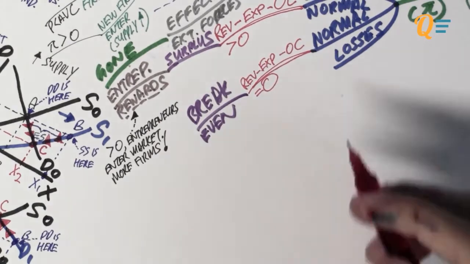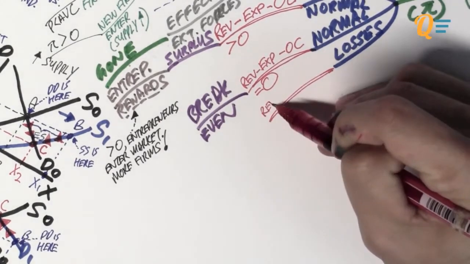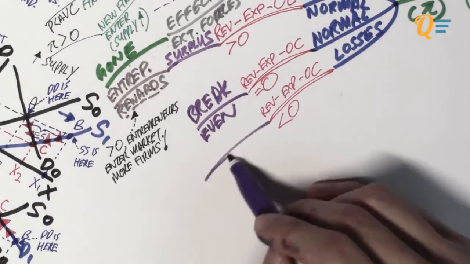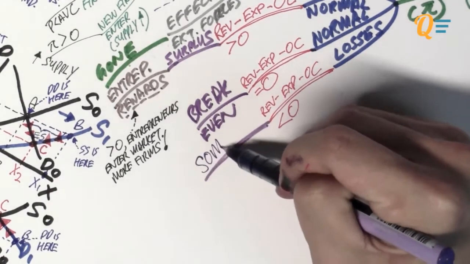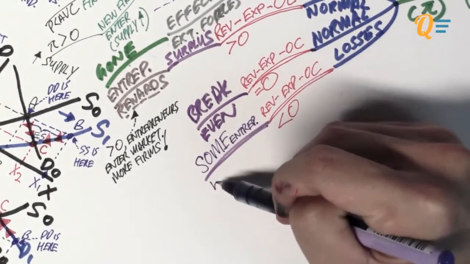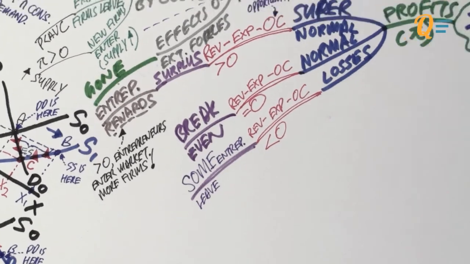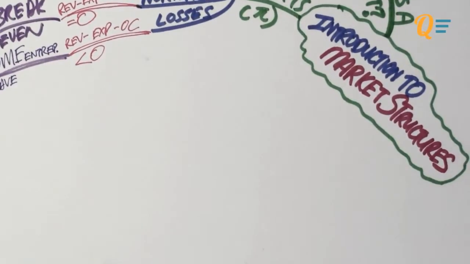The firms break even. Okay, and for losses, I don't think I'm going to explain this. It is when the revenue minus the expenses and the opportunity cost is less than zero. Okay, so that sucks, right? So some of the entrepreneurs might leave the industry, right? Take note of the word some, not all. Okay, cool. So those were the basics of market structures.